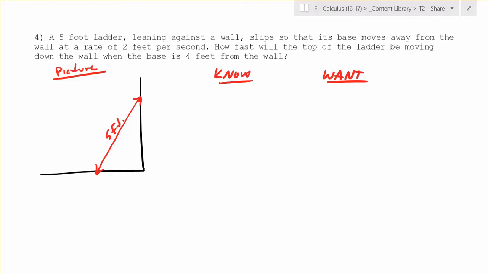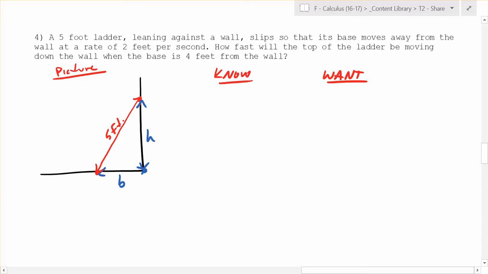What are we going to label? X and Y. X represents what? The base. The base of the ladder to the wall. Yeah, so this distance right here, we'll call that base, B. And what are we going to call this? H. We'll call it H.